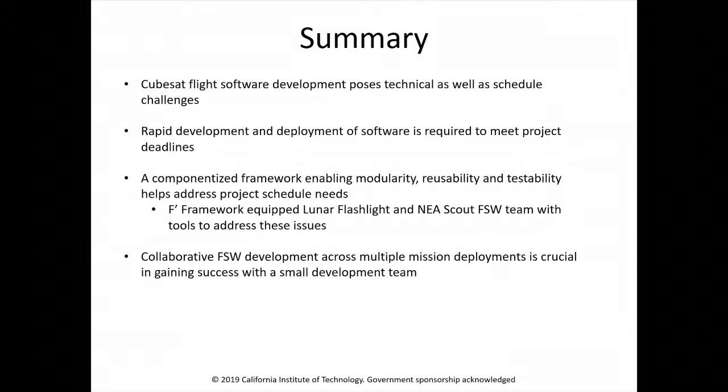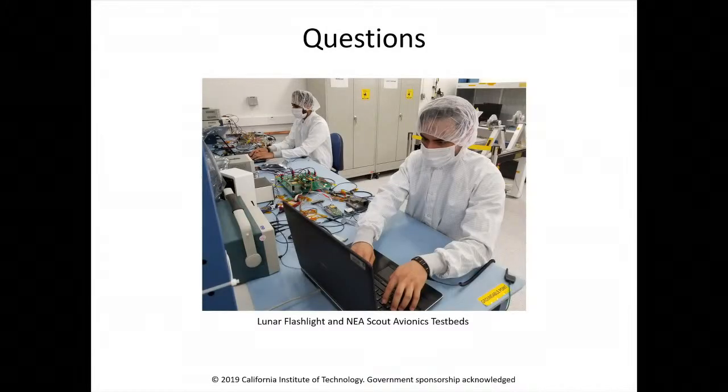The only thing I would add to that is the last bullet there, the collaborative flight software development across multiple mission deployments. That was crucial to us delivering for two separate missions in the timeline of a single mission. It's this mindset and approach towards developing our software, particularly using F Prime, which enabled it. We're treating Lunar Flashlight and NeoScout as two separate deployments of a common shared code base, rather than developing two separate code bases. So with that, we're ready for some questions.